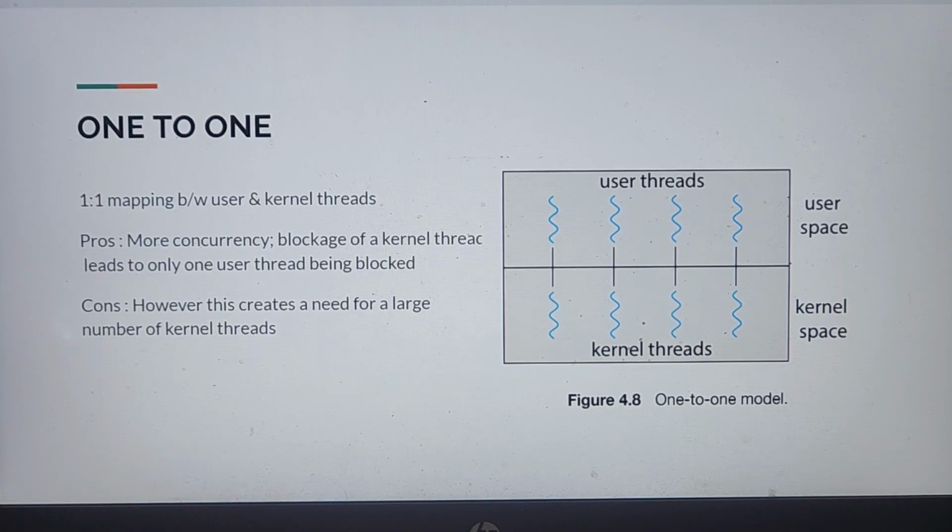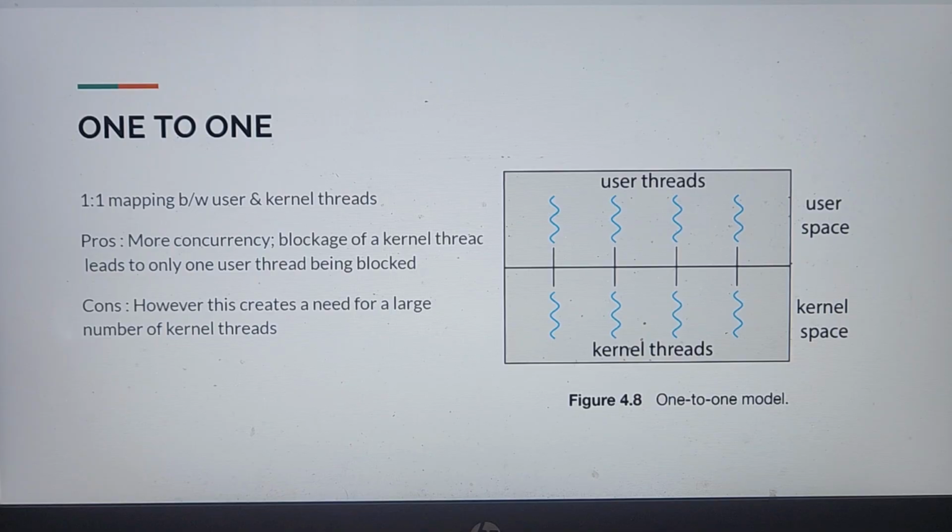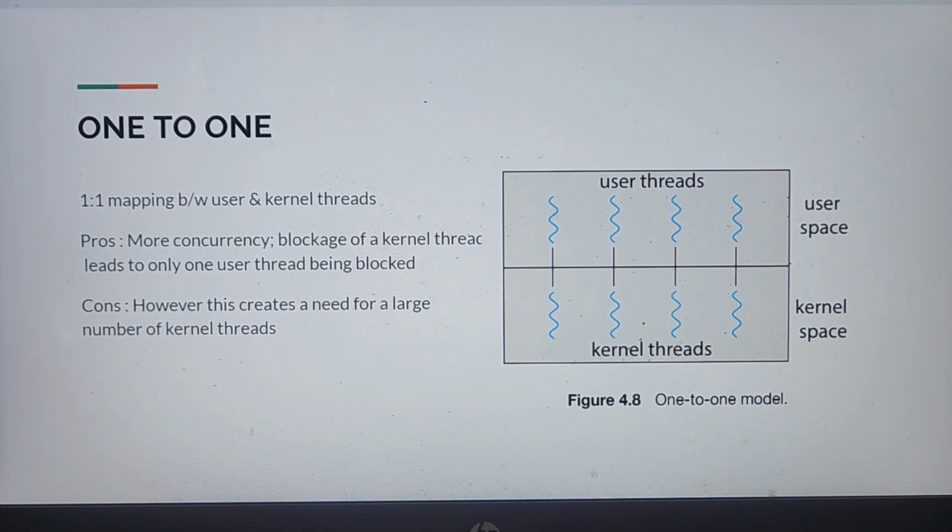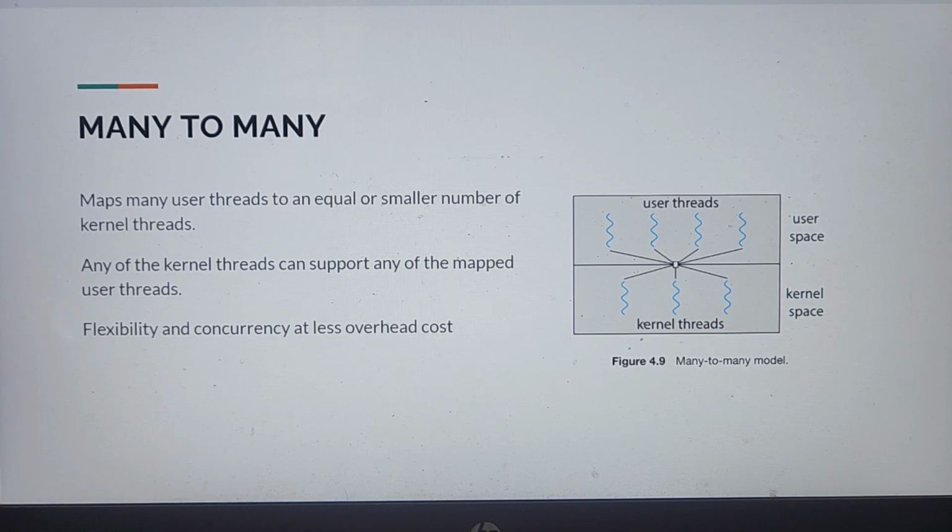So we saw that there is many-to-one. It has its own pros and cons. 1-to-1 overcomes the cons of many-to-one, but this has its own set of cons. So we came up with something called many-to-many, which is sort of bridging the gap between both. As the name suggests, many user threads are mapped to many kernel threads. The number of kernel threads is less than or equal to the number of user threads. This is the norm we generally follow.